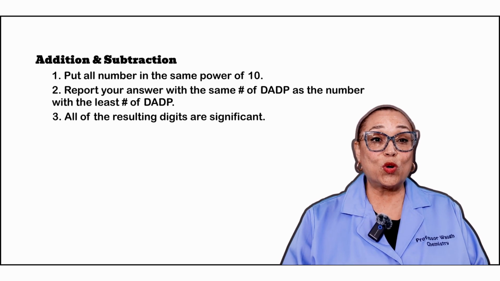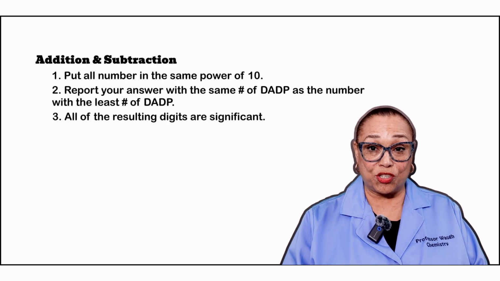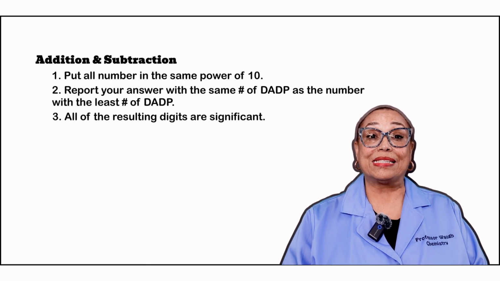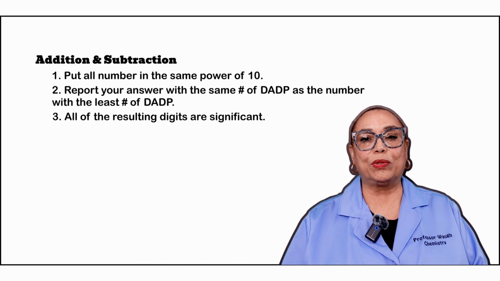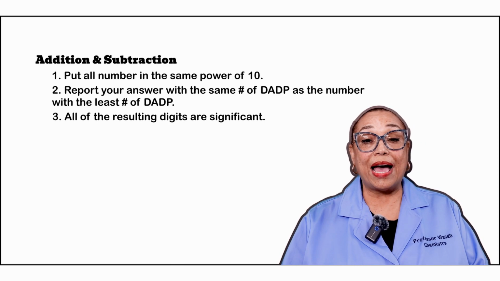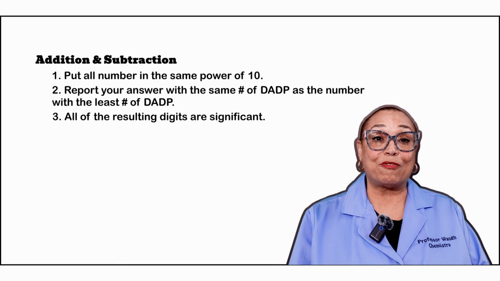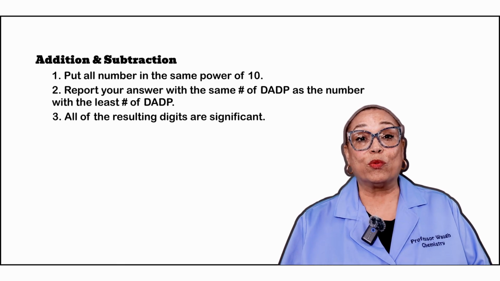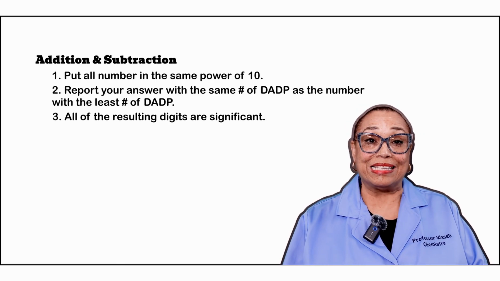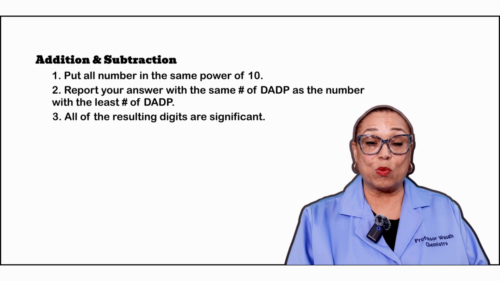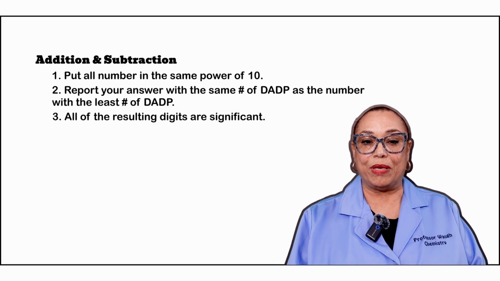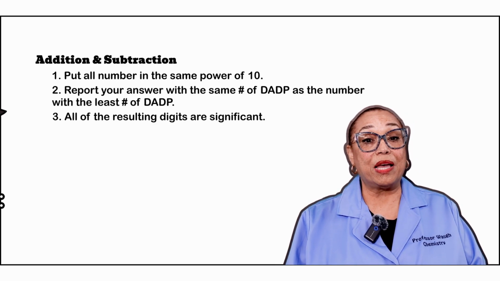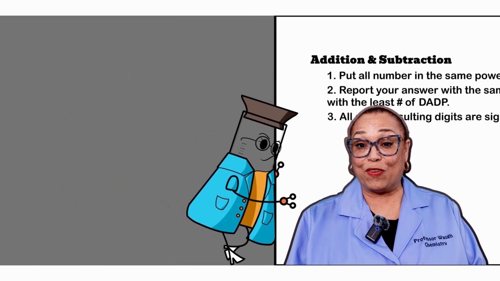To recap, before doing any addition or subtraction operations, make sure all of the numbers have the same power of 10. After you do that, it becomes a simple matter of completing the operation. However, you have to pay attention to how many digits after the decimal point are in the result. You've got to have the least number of digits after the decimal point in your final answer. All of those resulting digits will then be significant. So this becomes important when we look at the next video, and that's all about the PEMDAS rules.